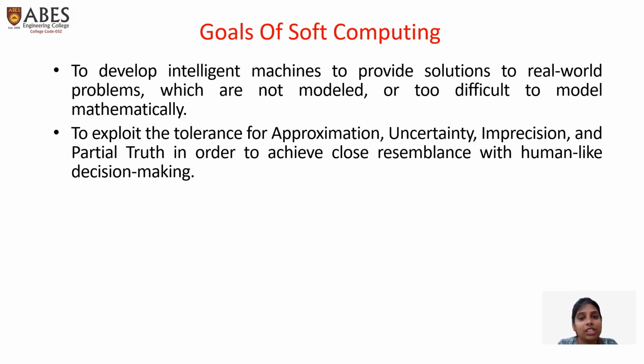So let us discuss firstly what is approximation. Firstly, we will discuss all these three terms, then we will see what is the goal of soft computing. Firstly, we will learn what is approximation. Second, we will learn what is uncertainty.